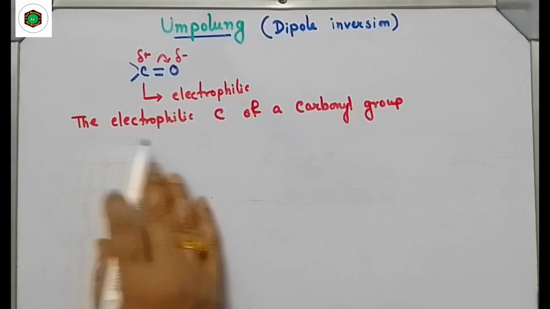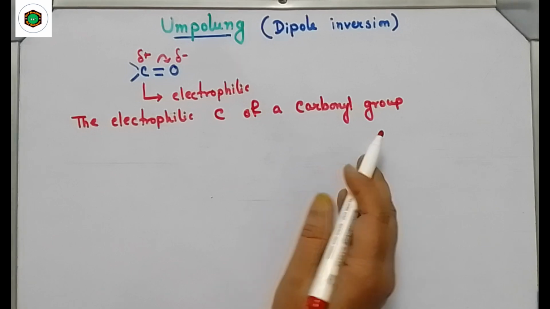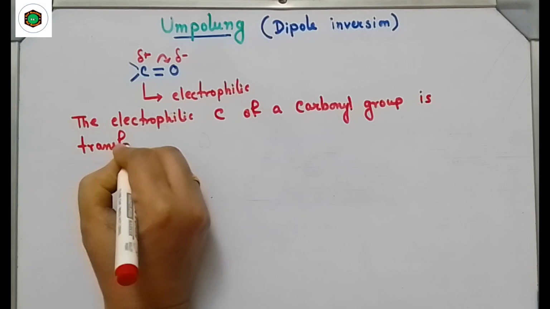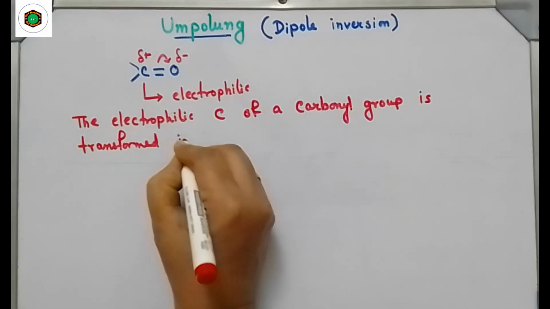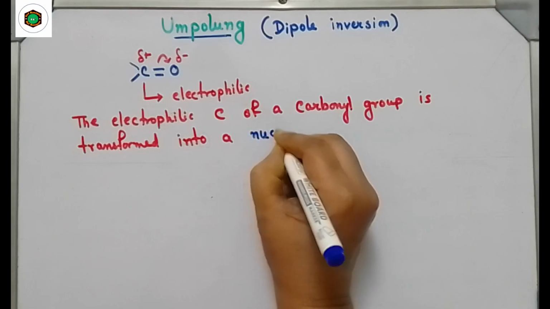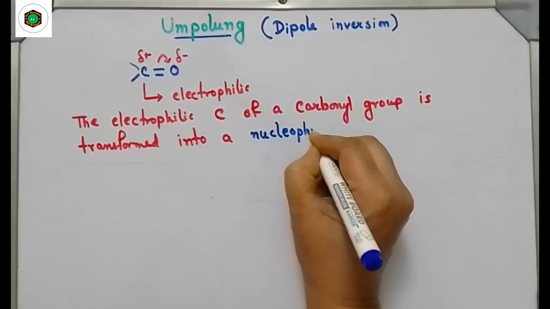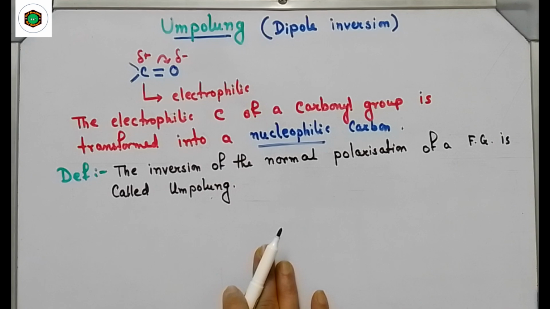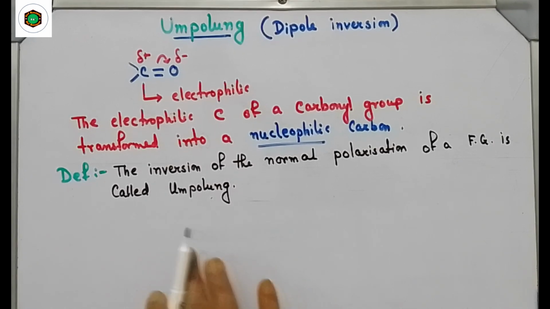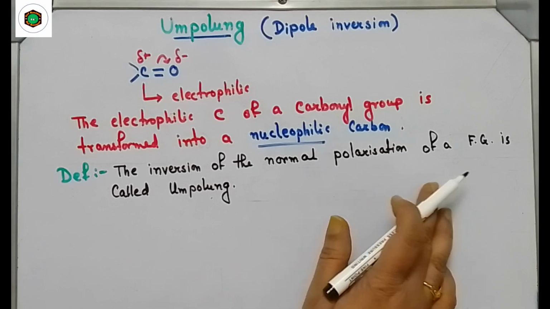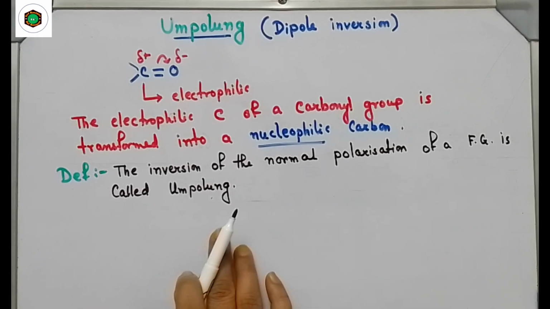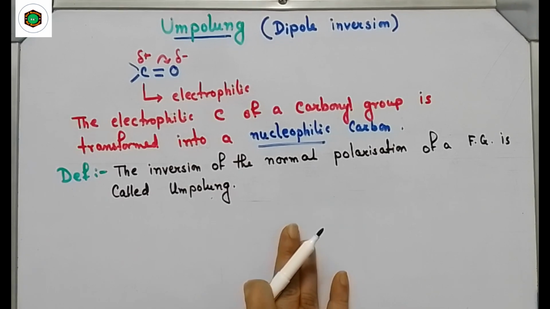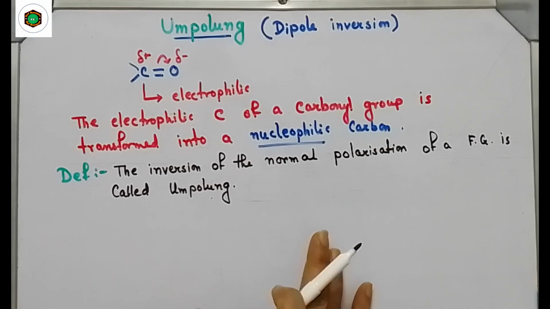In Umpolung, the electrophilic carbon of a carbonyl group is transformed into a nucleophilic carbon. Now we have to see the definition of Umpolung. The inversion of the normal polarization of a functional group is called Umpolung. So, Umpolung is a process which temporarily reverses the polarity of a functional group in organic chemistry.